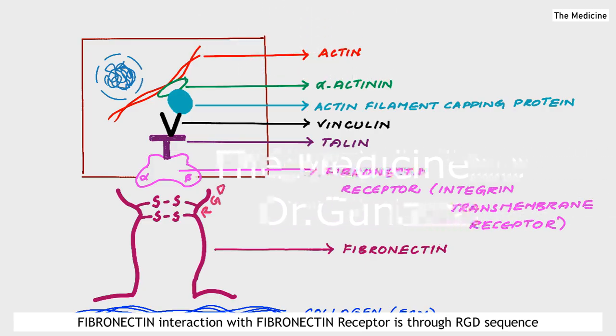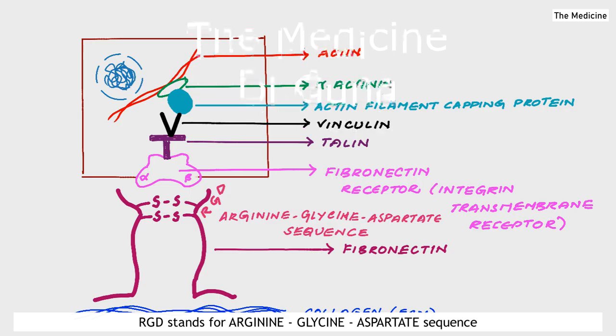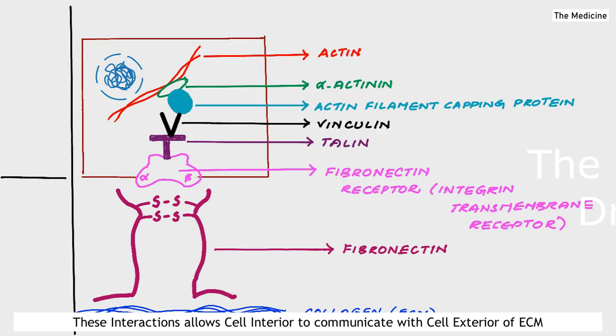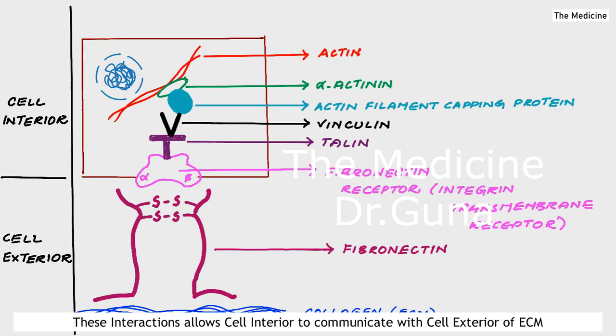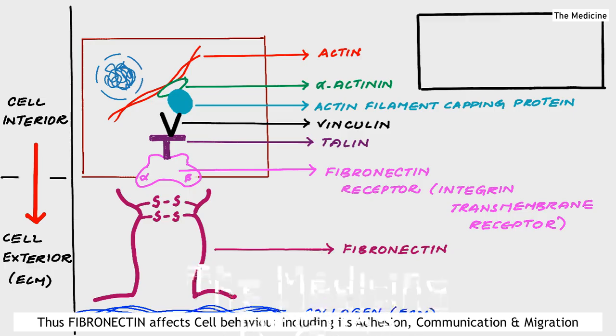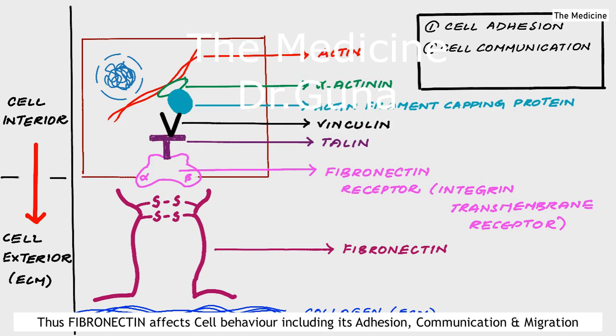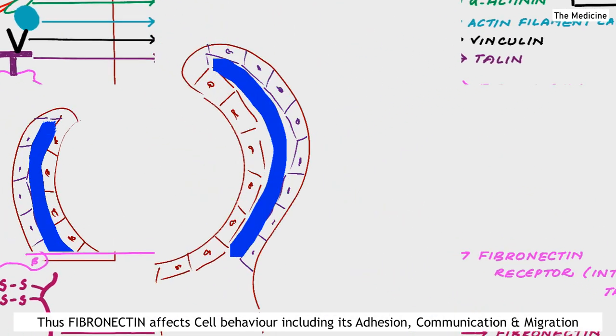Fibronectin interaction with the fibronectin receptor is through the RGD sequence. RGD stands for arginine, glycine and aspartate sequence. These interactions allow the cell interior to communicate with the cell exterior of ECM, and thus fibronectin affects cell behavior including cell adhesion, cell communication and cell migration.